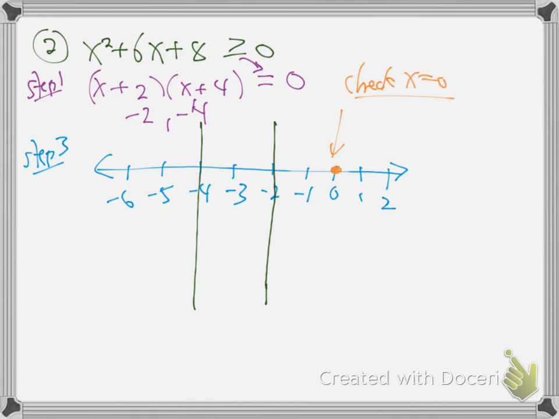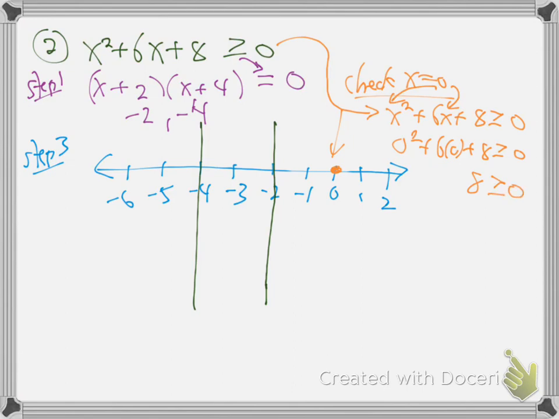Anyway, check x equals 0. Now, whenever we check anything in math, we check the original, don't we? So grab the original. X squared plus 6x plus 8 greater than or equal to 0. Plug in 0, plug in 0. 0 squared plus 6 times 0 plus 8. That's 8 greater than or equal to 0. Is that true or is that false? Is 8 greater than 0? Yeah, true. This is a true. Middle must be false. Left must be true. Same kind of answer as last time. True section here. True section there.